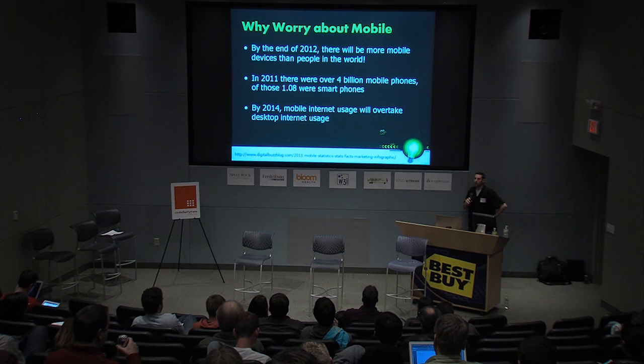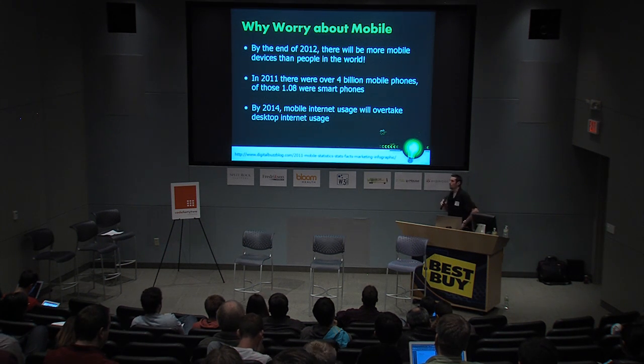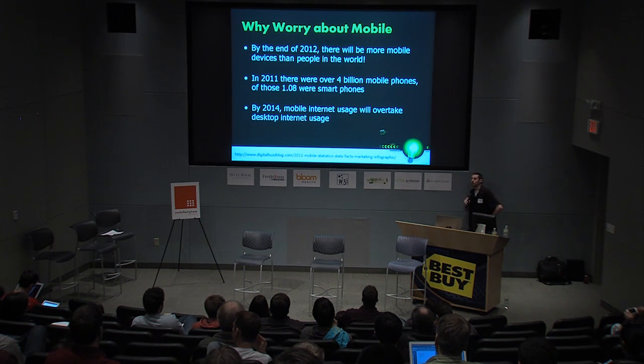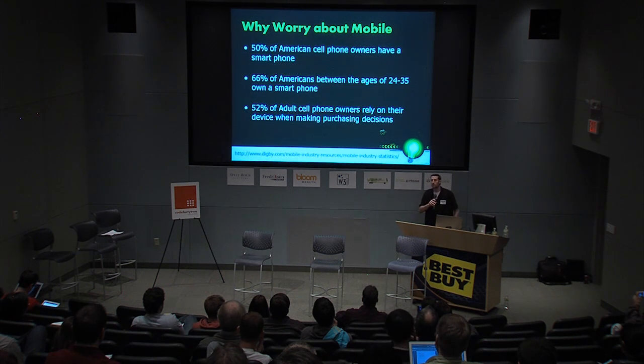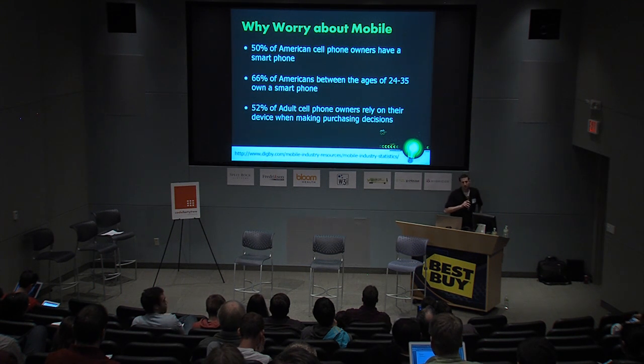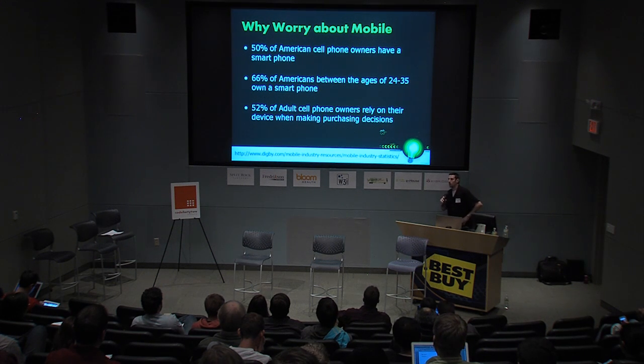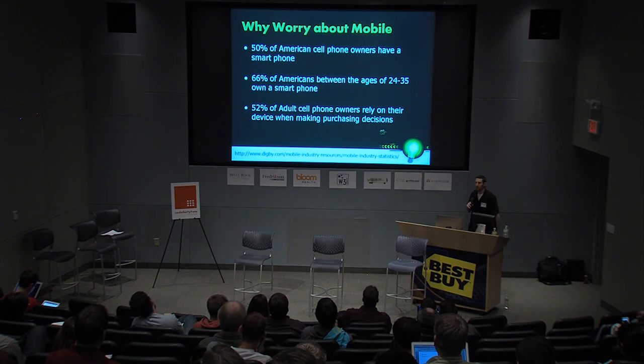In 2011, there were over 4 billion mobile phones. Of those, 1.08 billion were smartphones. By 2014, mobile internet usage is going to take more than desktop. So there's a good chance that most of your visitors will be coming from mobile websites. 50% of American cell phone owners have a smartphone, which is why we're going to really focus on smartphones today. 66% of Americans between the age of 24 and 35 own a smartphone, and 52% of adult cell phone owners rely on their device when making decisions.